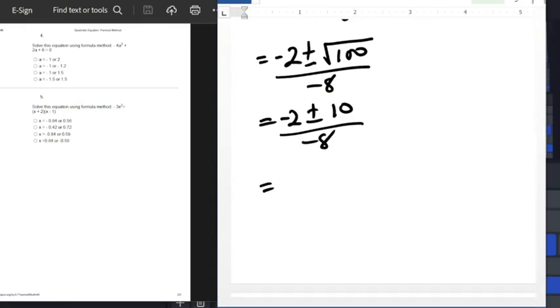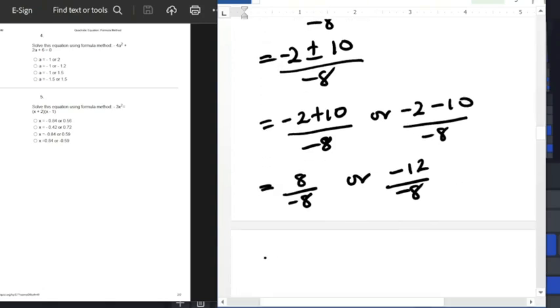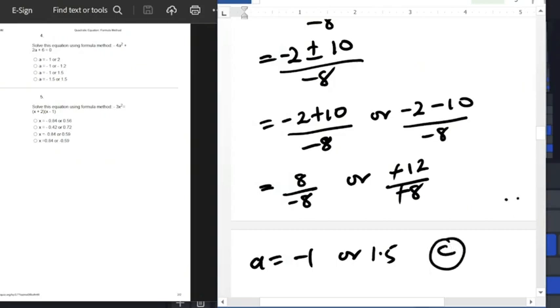Right, so the square root of 100 is 10. So that is minus 2 plus 10 divided by minus 8, or minus 2 minus 10 divided by minus 8. So this will give us 8 divided by minus 8, or minus 12 divided by minus 8. So a will be equal to minus 1, or 12 divided by 8, that's 1.5, minus cancels minus, this will give us 1.5. So the answer is minus 1 or 1.5, that is option C. I hope that is very clear.